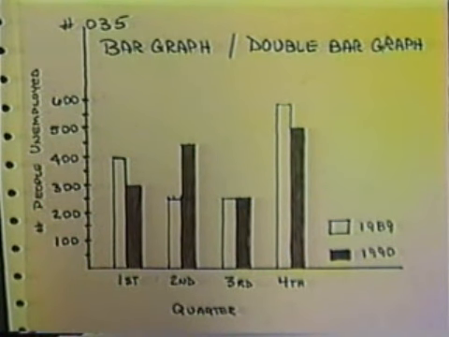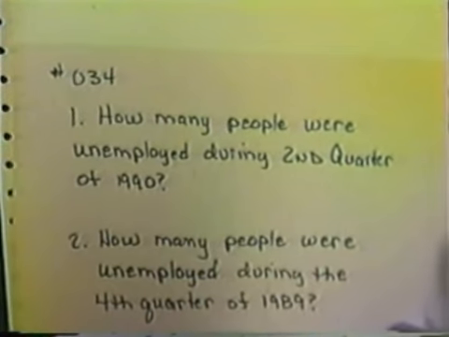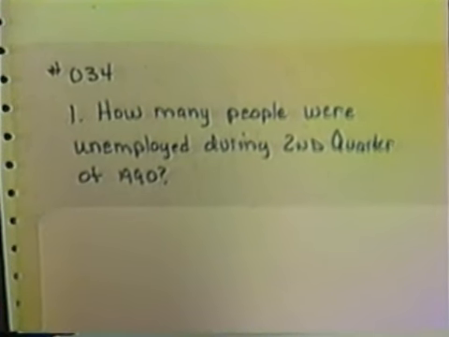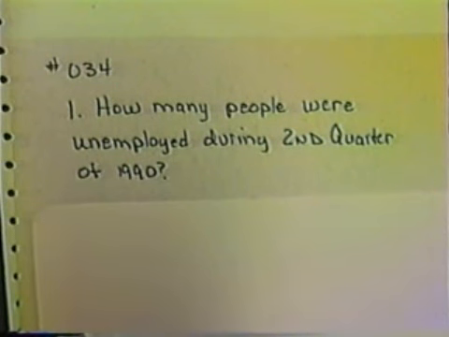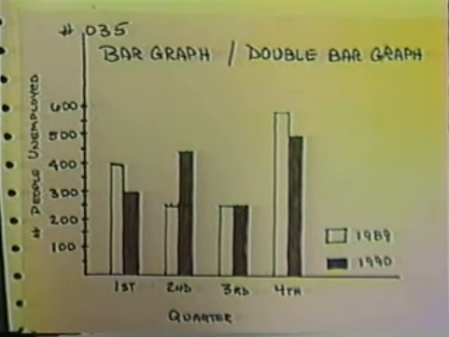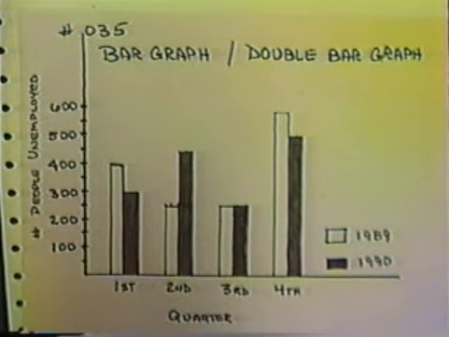The first question I'm going to ask is, how many people were unemployed during the second quarter of 1990? I want to know how many people were unemployed during the second quarter of 1990. So we need to look at our bar graph. Looking at this bar graph, 1990 is black, and we're looking for the second quarter. So we're going to look at the second quarter, and we're going to look at the black bar.